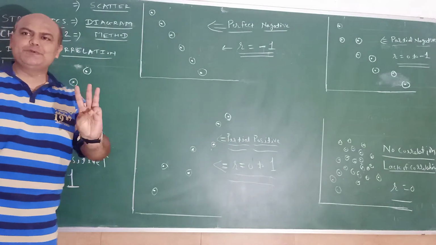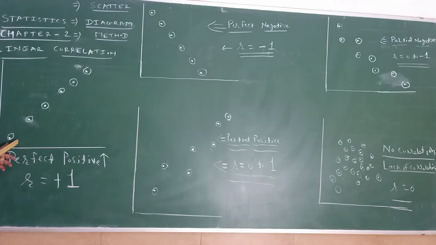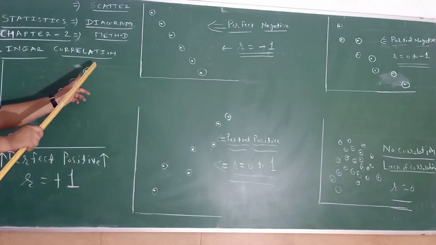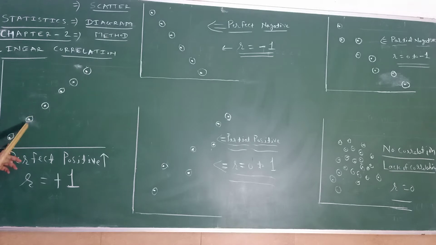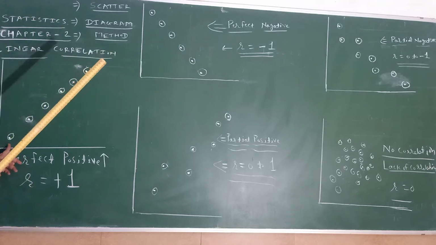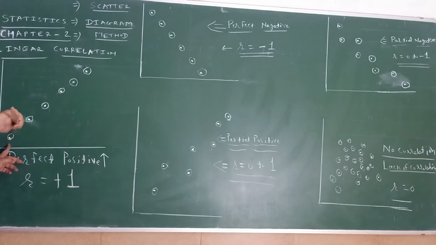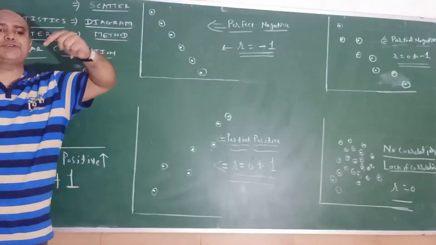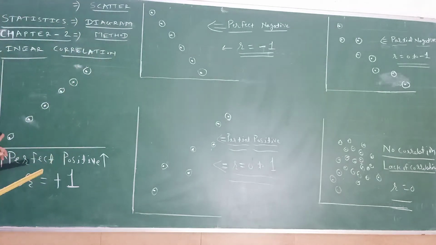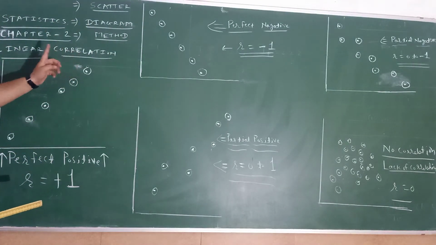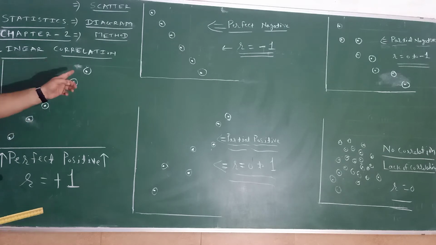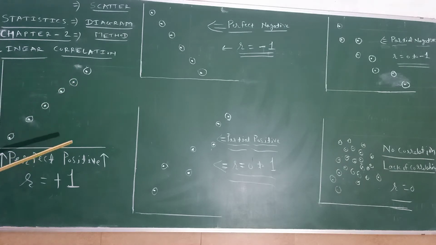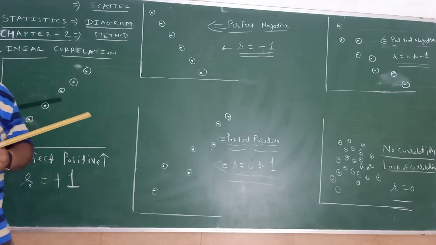Three points to remember, students. When in the diagram the points or dots move from left to right; second, they move in a linear, straight way with no variation here and there; and third, they are moving upward. Upward, straight way, left to right. It is called perfect positive. In perfect positive, the answer of r is always +1.